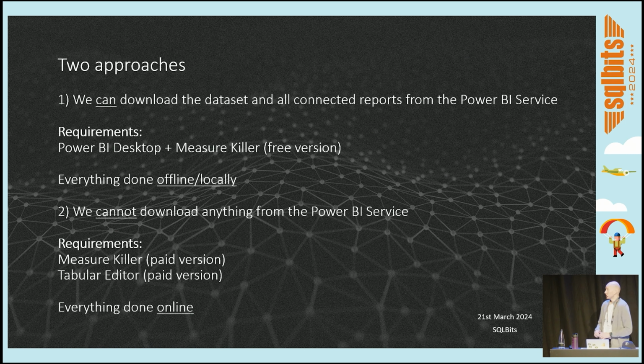So there are two approaches I'm going to show today. Approach number one is we can download everything from the Power BI service. So we have a model in the Power BI service. Reports are connected to that model in the Power BI service. And then we're going to download those to our computer because we will then use Power BI Desktop in combination with the free version of Measure Killer. And then we can analyze all of that on our machine. And everything is done offline or locally.